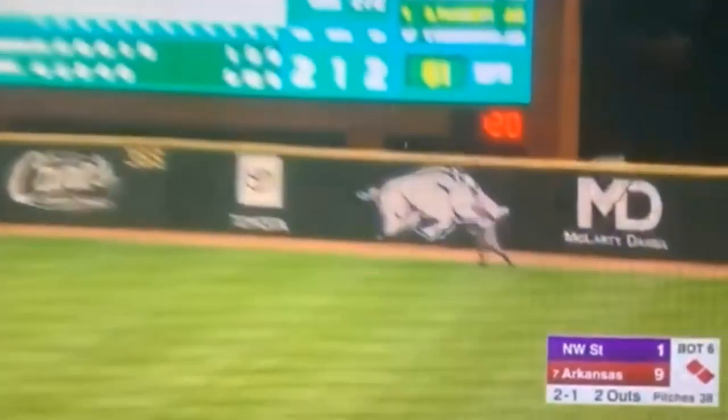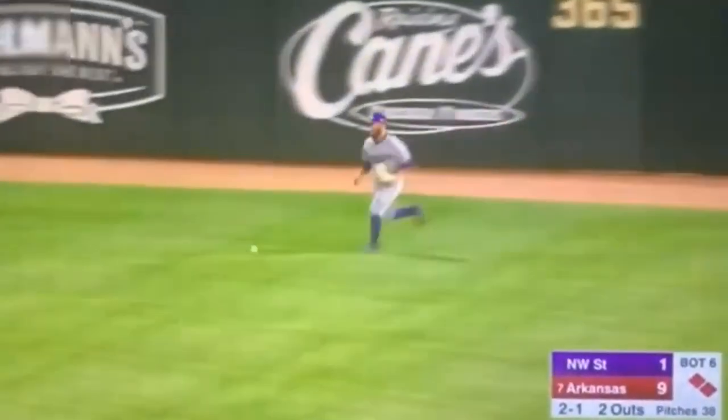R1 passes R2 and touches home plate. The batter runner runs legally to second base.